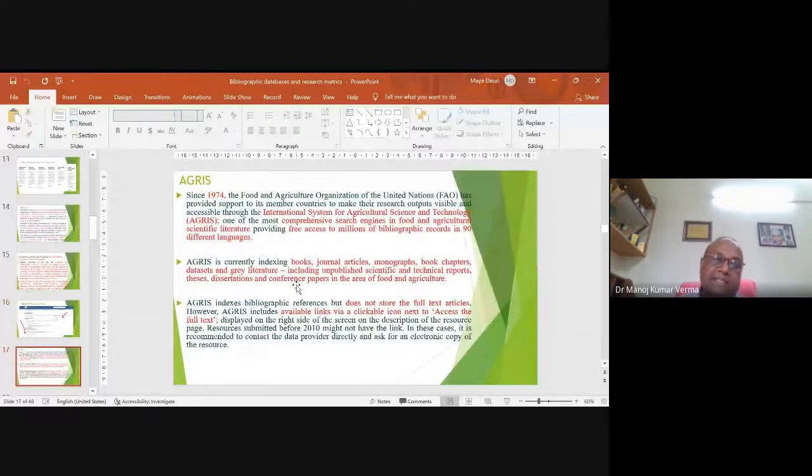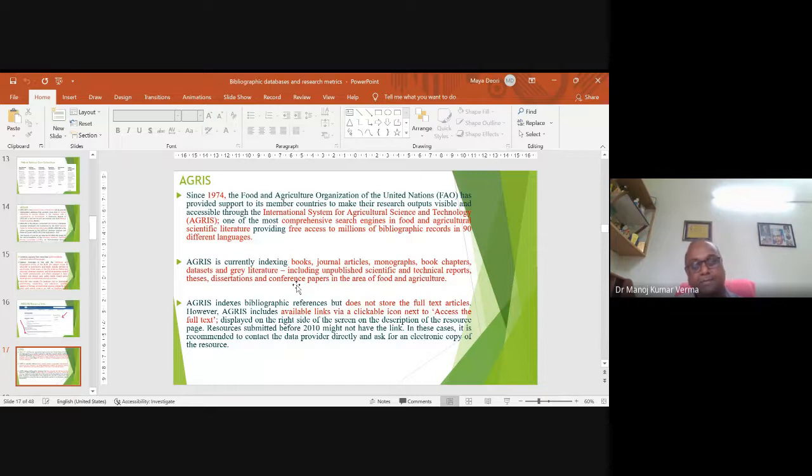Now, the next bibliographical database is AGRIS. It belongs to the field of agricultural science. Since 1974, the Food and Agriculture Organization of the United Nations, FAO, has provided support to its member countries to make their research output visible and accessible through the International System for Agricultural Science and Technology, AGRIS, one of the most comprehensive search engines in food and agricultural science, providing free access to millions of bibliographical records in 90 different languages.